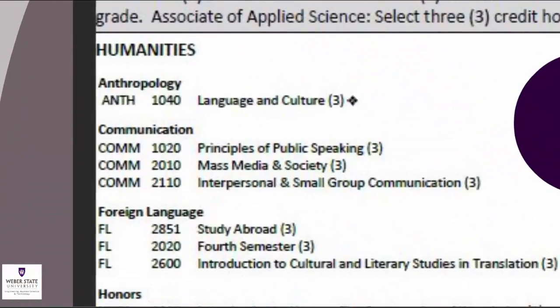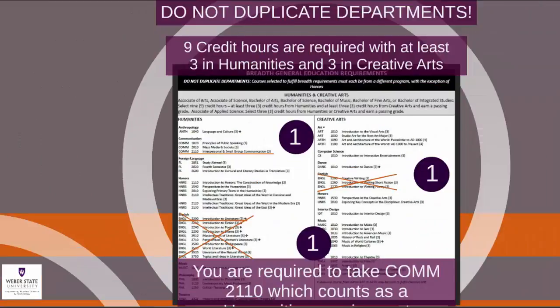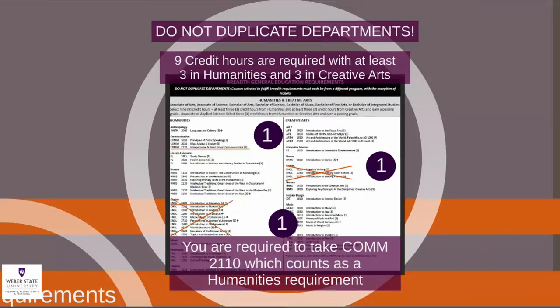Please note that mechanical engineering technology students are required to take COM 2110, which will fulfill 3 credits of your humanities requirement. Otherwise, you may take any of the courses in this area that are of interest to you and meet the requirements.